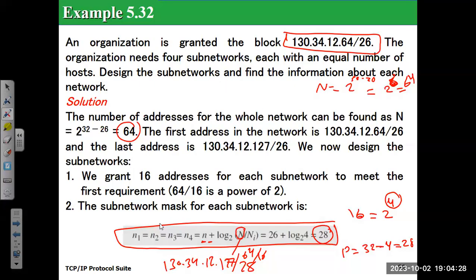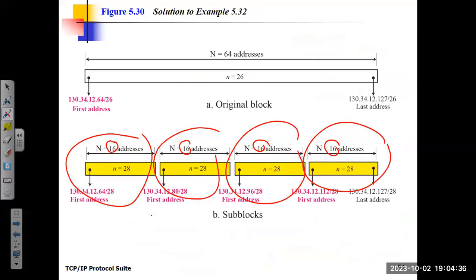From this equation, we find the 28. That's why we know it's 28. Then you find the first IP address, and you find the last IP address. How do you find the last IP address? You NOT the mask. Perfect. So you can do that from there.